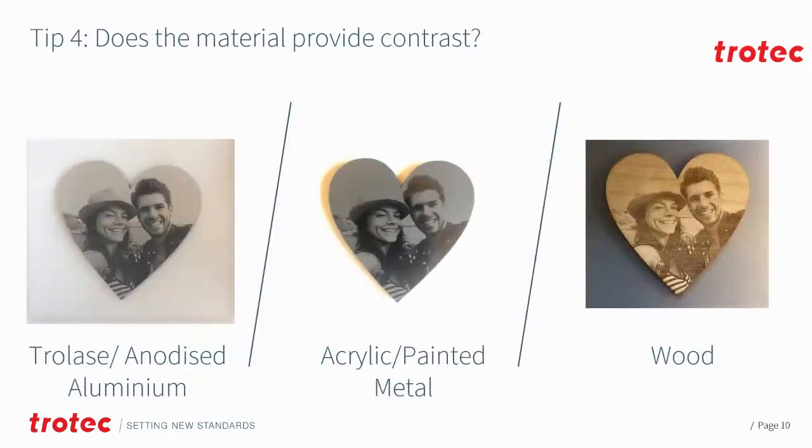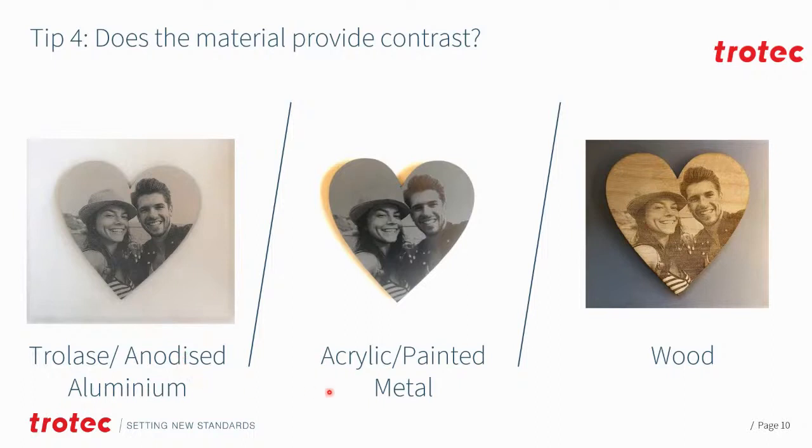So next, let's have a quick look at the actual materials themselves. So when you're choosing the material, especially when you're considering different sized products, you need to consider, does the material provide enough contrast? So materials that provide lots of contrast, so over here on the left, are things like the Trotec Laser material. So when we engrave through the top layer, we get the nice contrasting layer underneath. And then also anodized aluminium is another great material to work with.